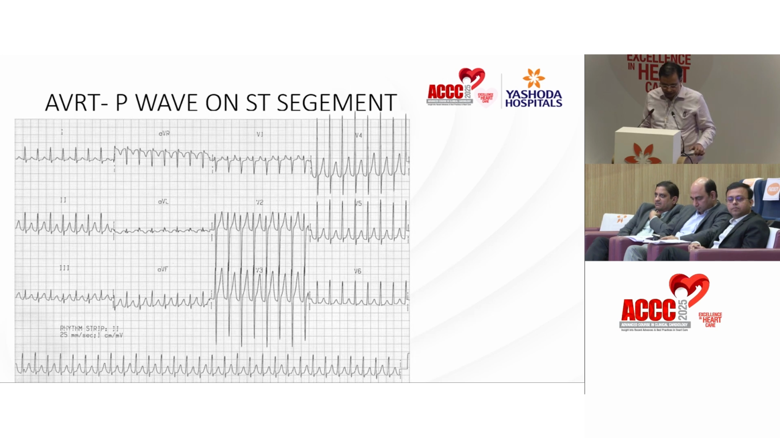Here again is another case of AVRT. You can see the distortion in the T wave, especially in this complex. So the P wave is slightly delayed compared to AVNRT, but it's a regular tachycardia with a rate of around 180.